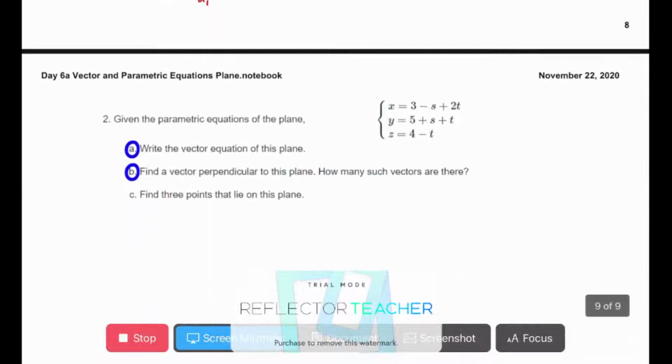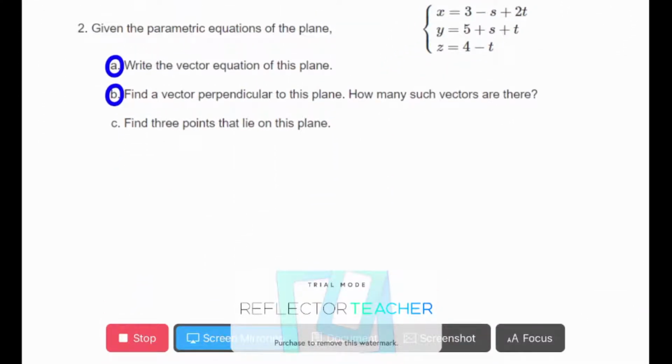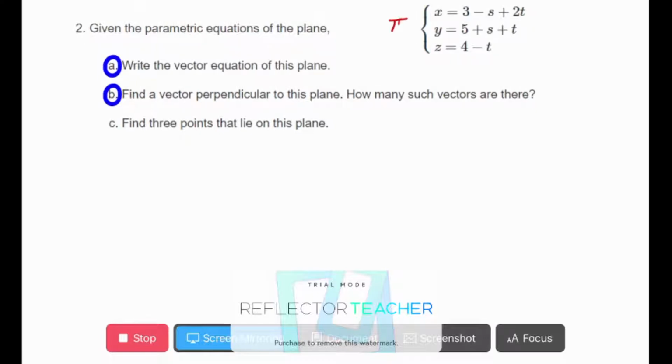Finally, let's take a look at our last example. What else can we do with our newfound skills? Given the parametric equations of the plane, so we have our plane defined here. Very nice. Parametric equations. And s and t are elements of the real.